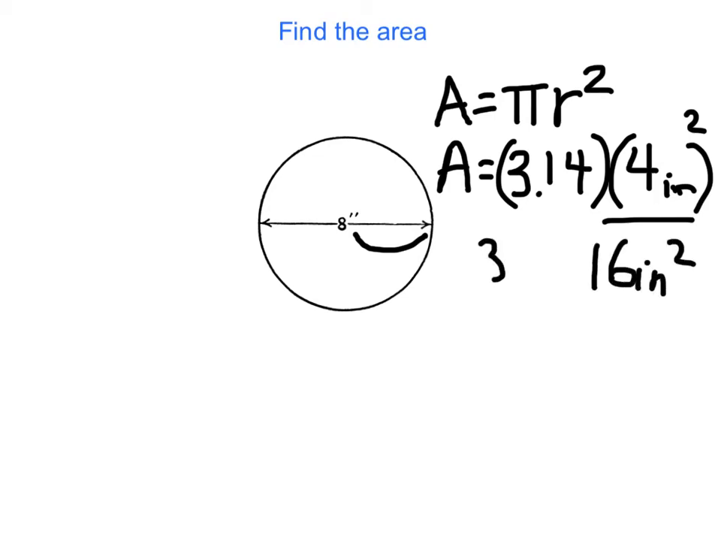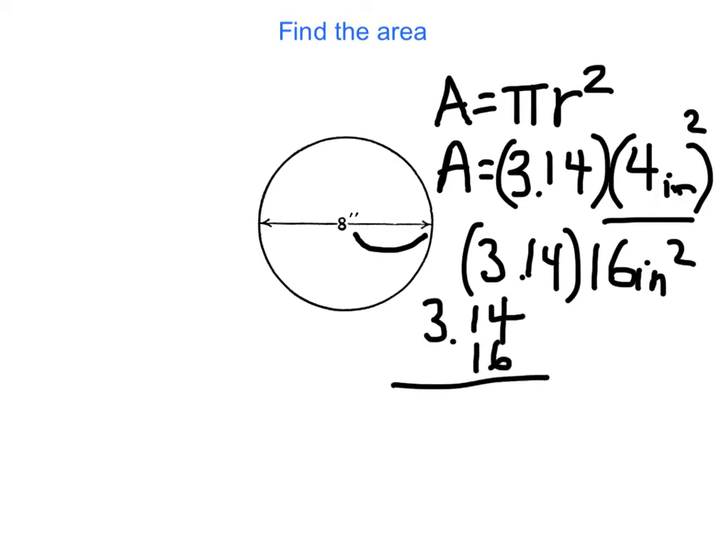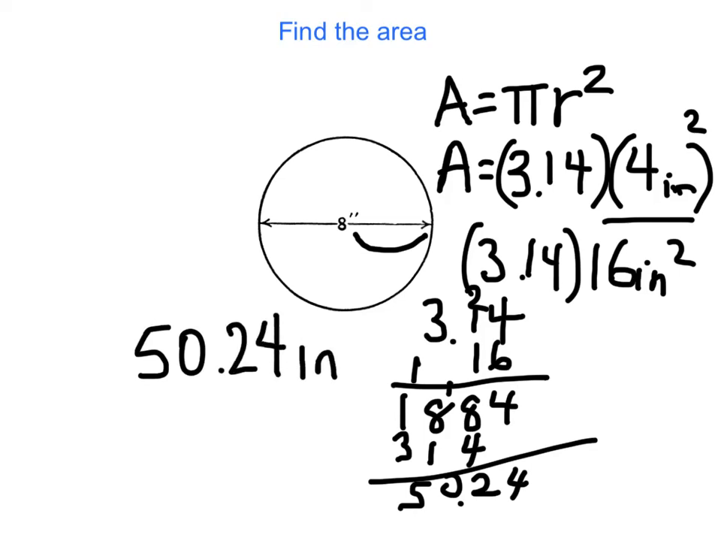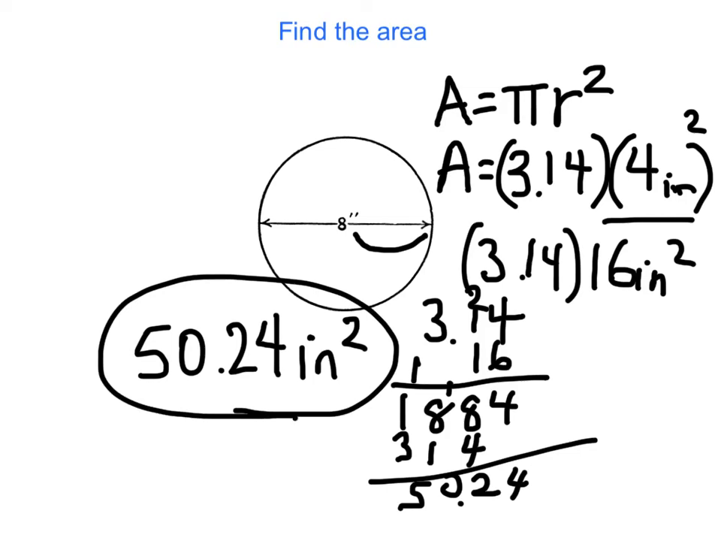And then we're going to multiply that by 3.14. So 3.14 multiplied by 16. So we got 50.24 square inches for area. All right, how'd you do with that one?